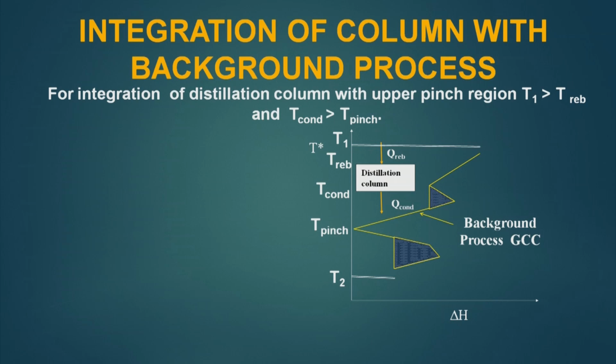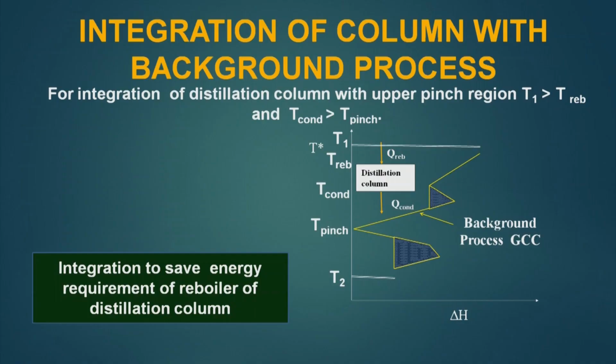So, we can conclude that by integrating a column with the background process, either the column will run free of cost or it will be in a position to decrease the amount of hot utility. Similarly, this part of the column can be integrated below the pinch, and in that case T pinch will be greater than T reboiler and T condenser will be greater than T2. So, this can be integrated here also.